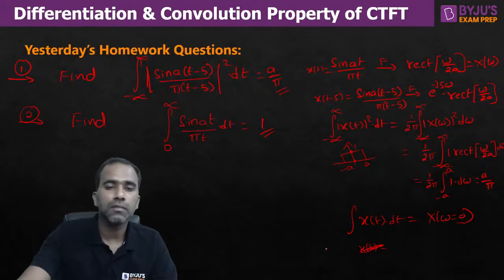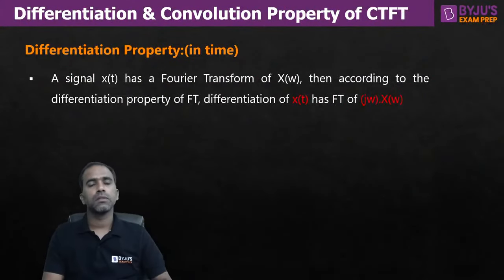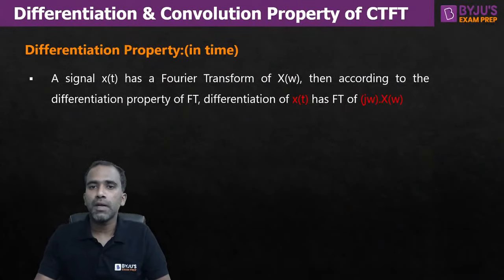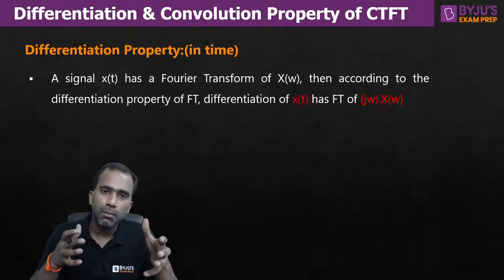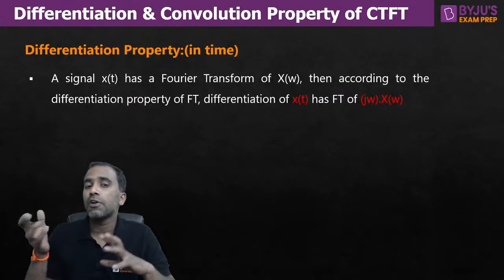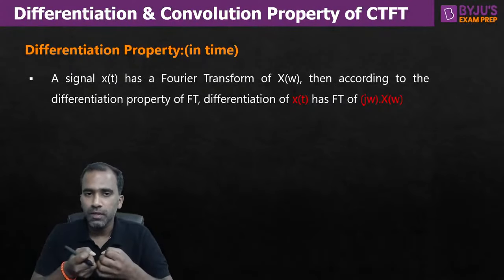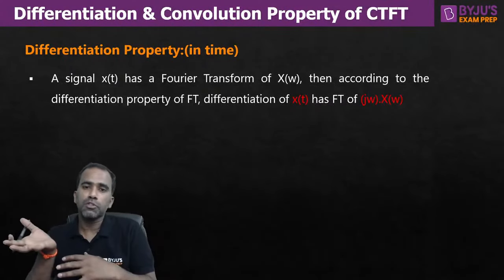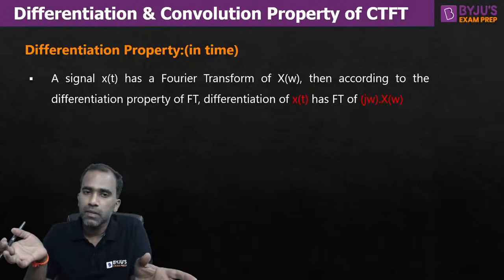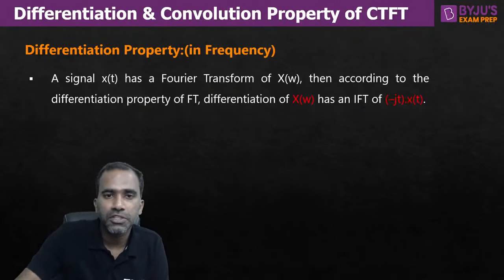Right. Very good. So let's move ahead and let's go to today's topic. So today's topic is on differentiation property and convolution property. So this differentiation property says, if you do differentiation in time, how to find the Fourier transform easily. If you know a signal and its Fourier transform pair, and if you do differentiation in time domain or in frequency domain, what happens in the other domain? That is what this property talks about. So I'll talk about what happens if you do differentiation in time and what happens if you do differentiation in frequency. Both I'll talk about.